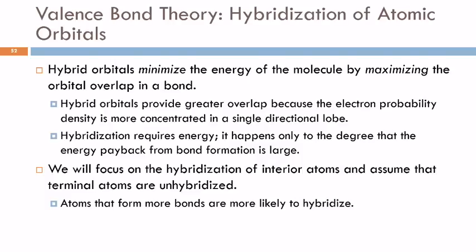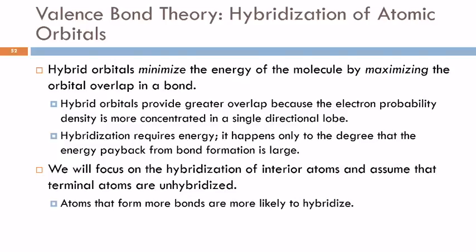So the hybrid orbitals give us greater overlap because the p orbitals and the d orbitals had lobes, right? And one lobe is on one side of the atom and the other lobe is on the other side. And if you're overlapping those p orbitals, you can only overlap with one lobe. You can't do anything with the other lobe. When it hybridizes, it gets more directed toward one side of the atom, and so we can get better overlap.